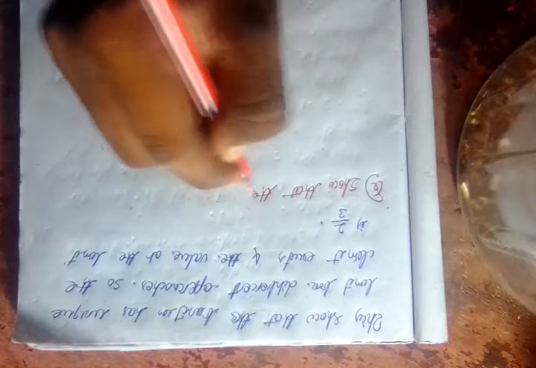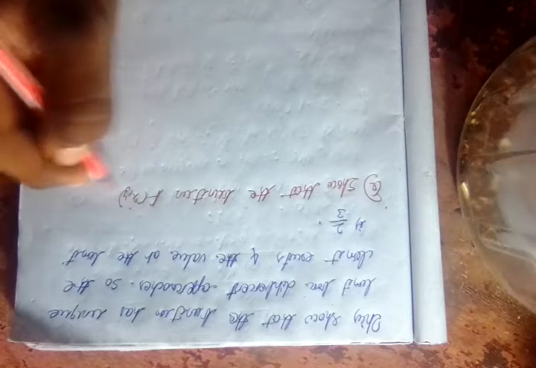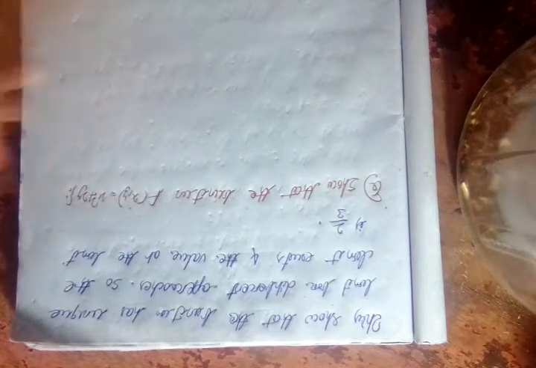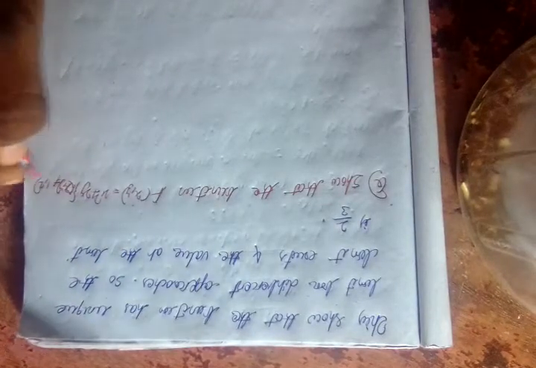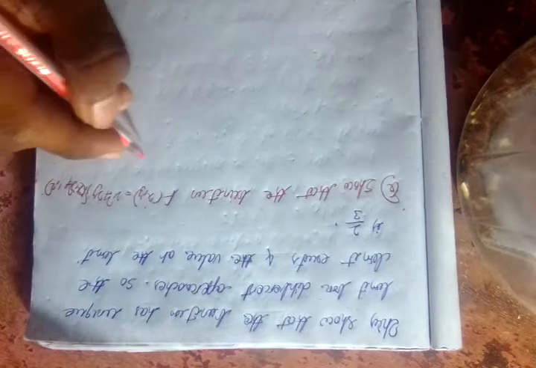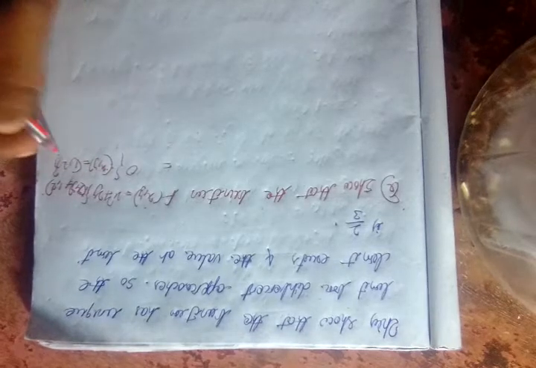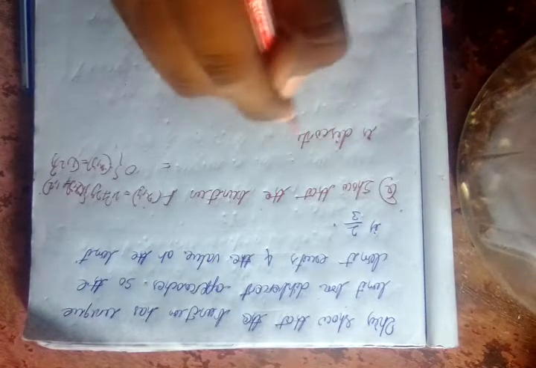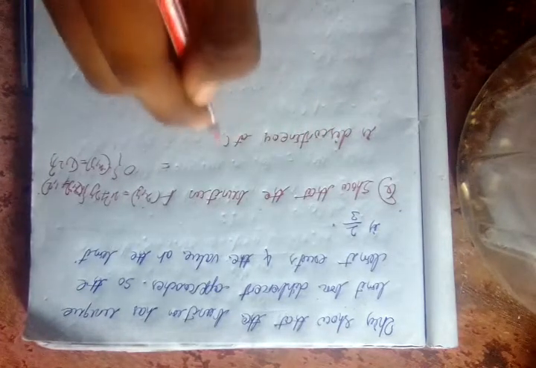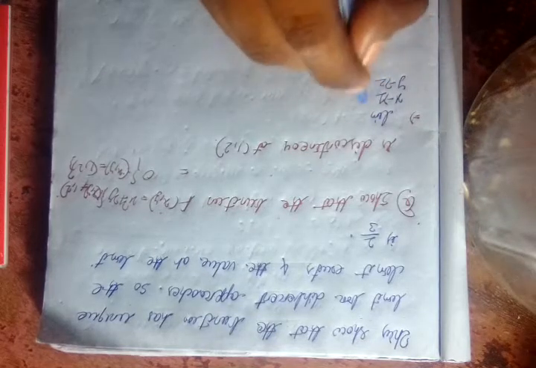Now problem number 3: show that the function f(x,y) = x² + 2y, where (x,y) is not equal to (1,2), and 0 where (x,y) is equal to (1,2), is discontinuous at (1,2). Solution: limit x tends to 1 and y tends to 2 of f(x,y).